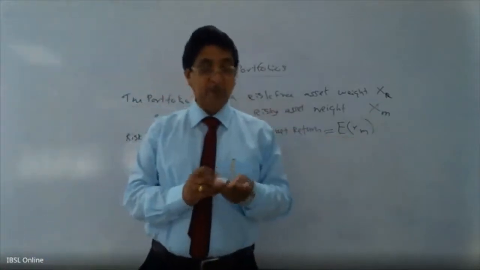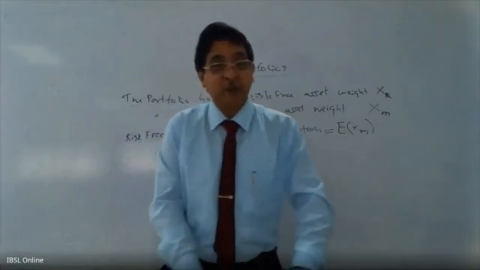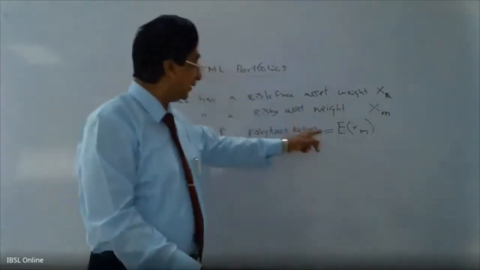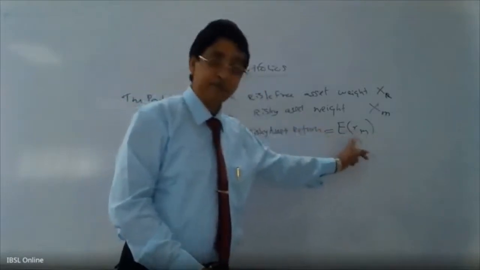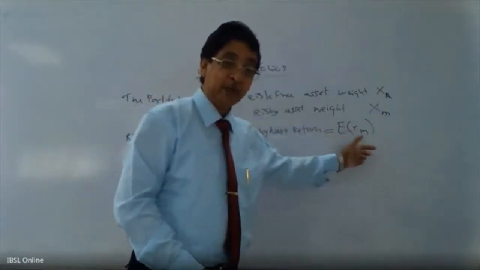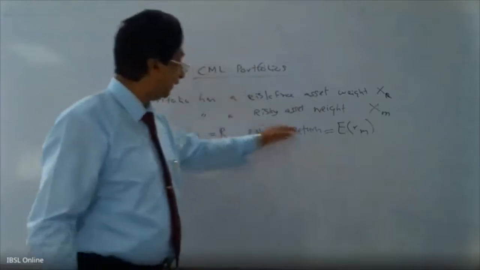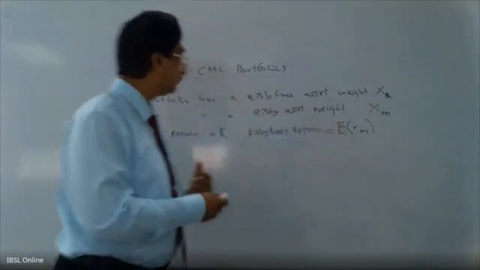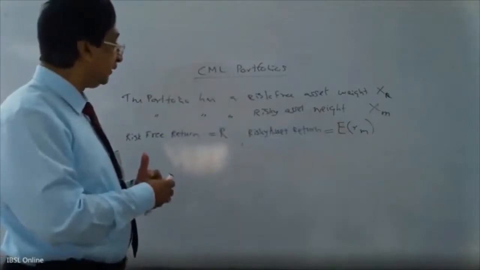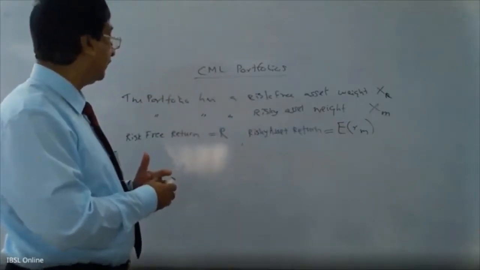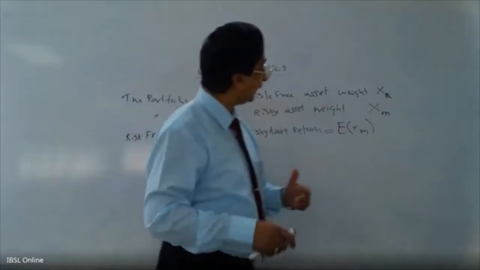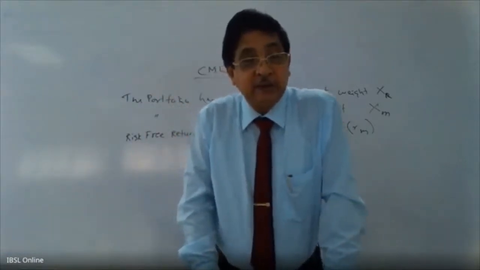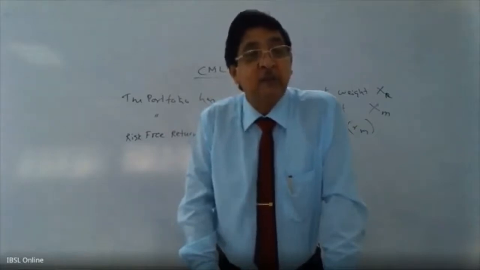Now you can remember we did so many calculations on the expected return of risky assets. In the same manner, we can get this ERM, the expected return of the market portfolio or the risky asset portfolio. So that is the risky asset return. And here, risk-free asset weight is XR and risky asset weight is XM, the meaning is XR plus XM is equal to 1.